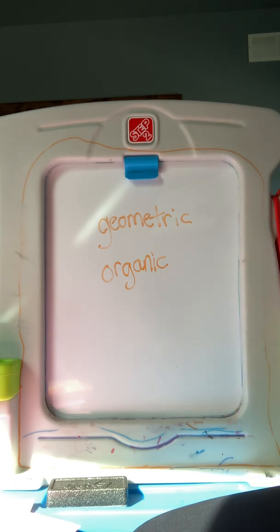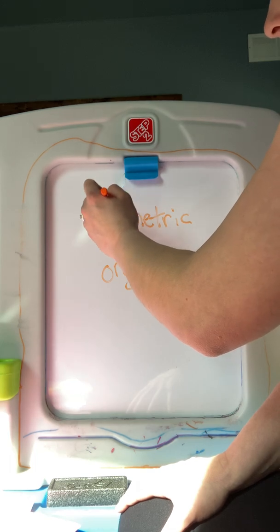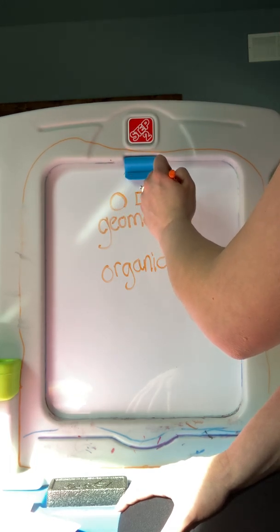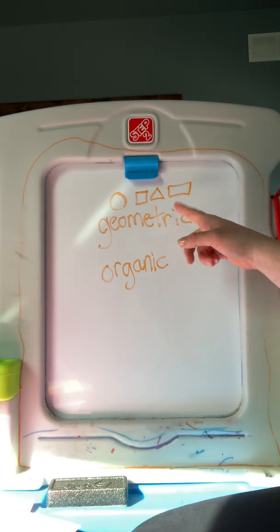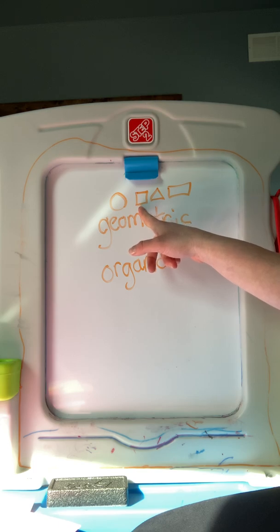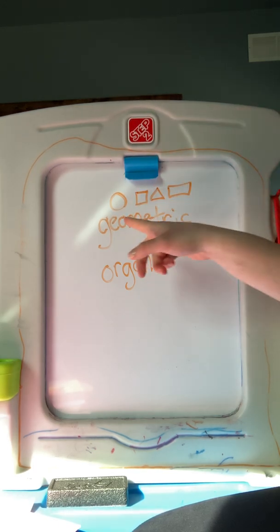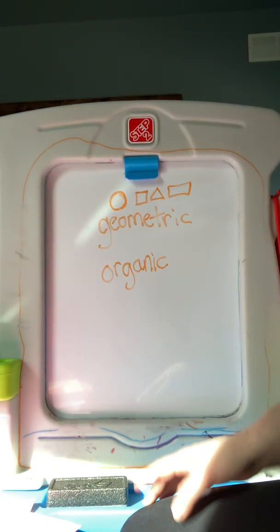Your geometric shapes are more like your circles, your squares, your triangles, your rectangles, all the shapes that have rules to them. So you know a square has 4 equal sides. A triangle always has 3 sides. A circle is perfectly round. Those are all geometric shapes.